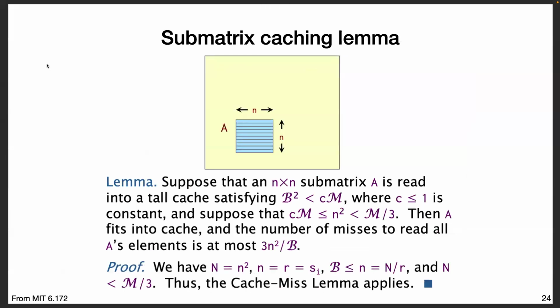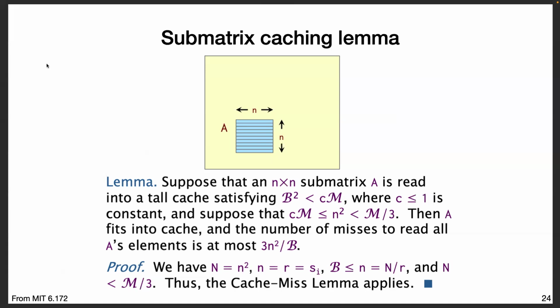And then, going directly from this question that we just talked about, you can view each row in your submatrix as a small n, it just has small n elements in this example. And suppose that the size of n squared, which is the submatrix, is at most m over 3, which is the thing that we had in the caching lemma. Then the submatrix will fit into the cache, and the number of misses you take to read them all is theta of n squared over b.